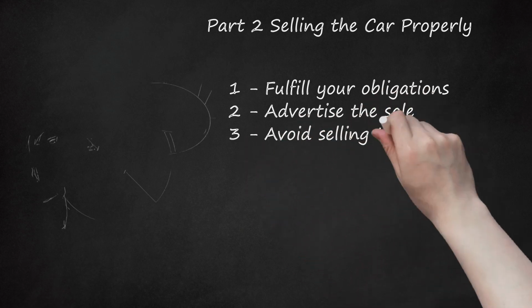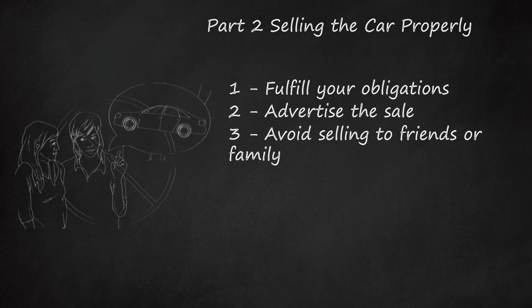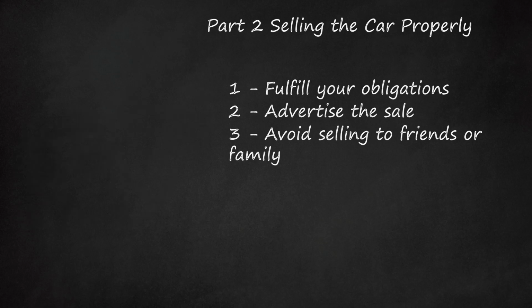3. Avoid selling to friends or family. These sales are suspect. You should try to make an arm's-length sale to a stranger. If you sell to people you know, then the borrower could claim that you gave the purchaser a break on the price because of your relationship.